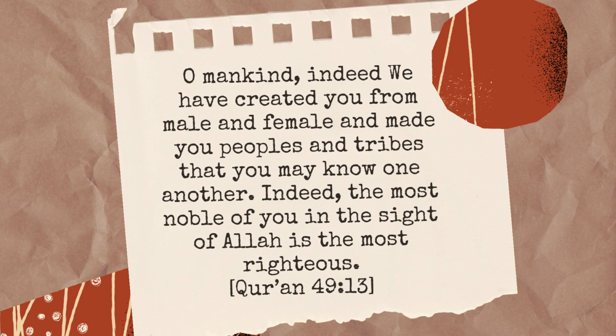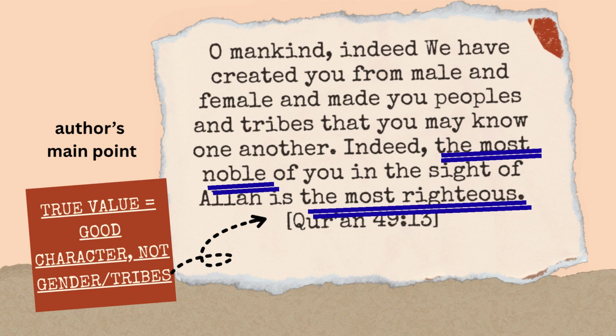While you're annotating, it's important to ask yourself: what is the author's main point? What are the important terms that define the topic? What evidence supports the argument or message? When you do all of this, you start analyzing and understanding the text. Let's say you've identified the main idea, double underline it: the most noble of you is the most righteous. So, here you know that true value is equal to good character, not wealth or status.